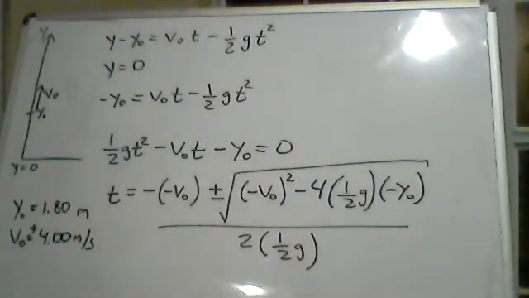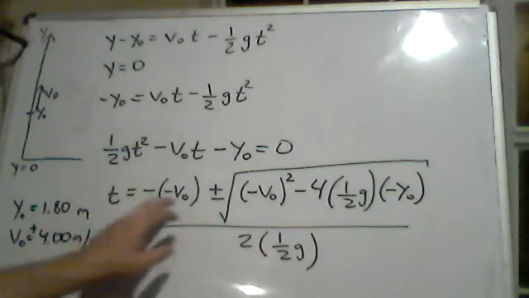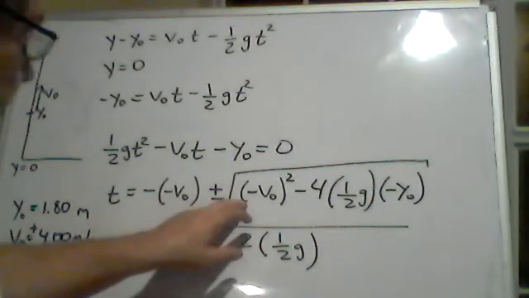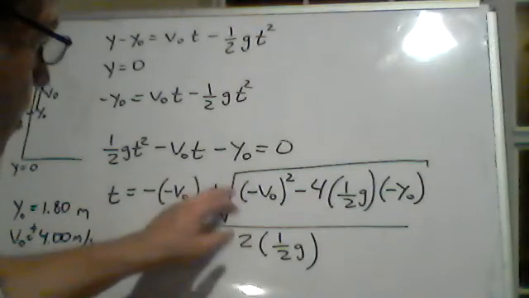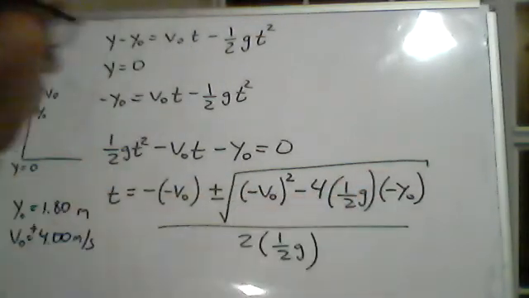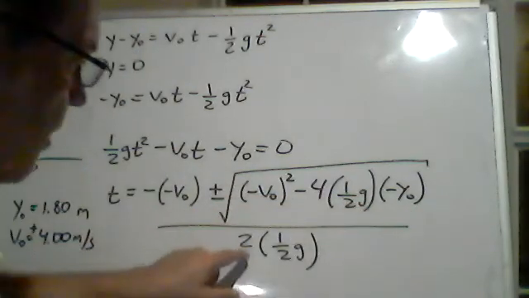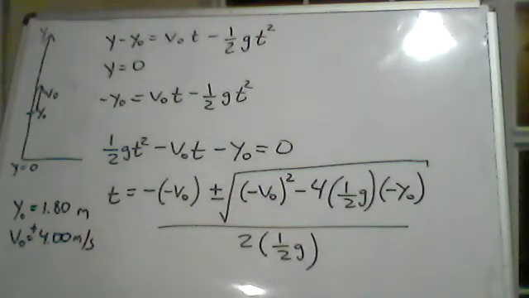Okay? So that's what you have. Negative b, negative v naught, negative v naught, plus or minus the square root of b squared, which is negative v naught quantity squared, minus 4, a is 1/2 g, c is negative y naught. Again, that's all divided by 2a, and again, remember, a is 1/2 g in this particular formula. So I'm going to simplify things a little bit.